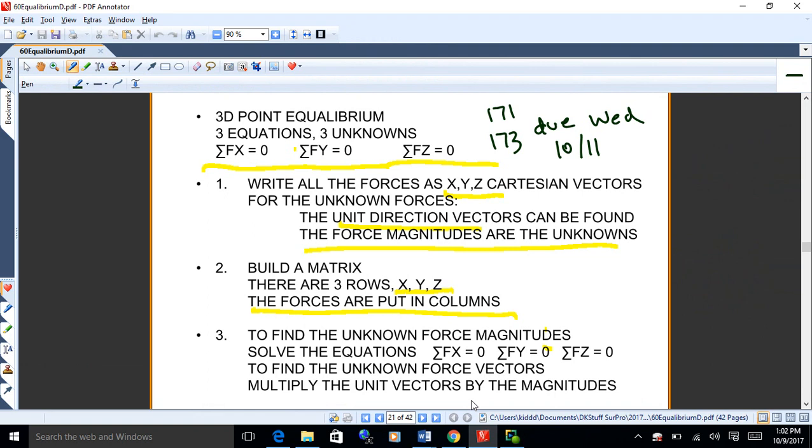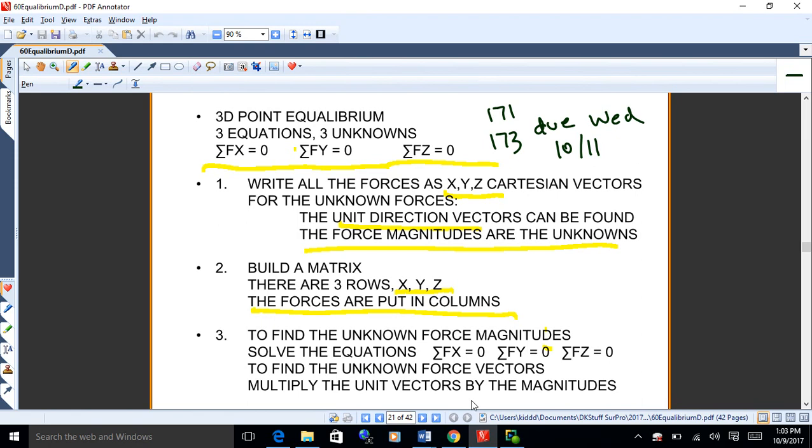So there you go. We were doing equilibrium last Friday, right? And we'll do a bit of 3D equilibrium. And as I was saying, 3D is a little different. We're doing point equilibrium. We're not getting into full equilibrium yet. We'll do that later.